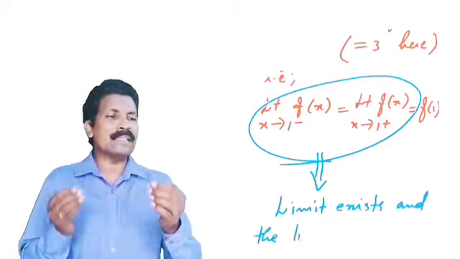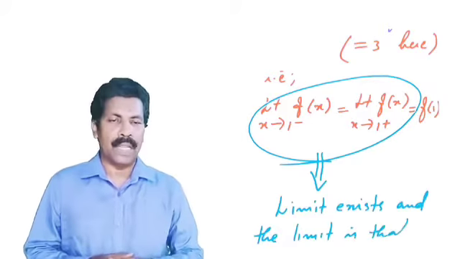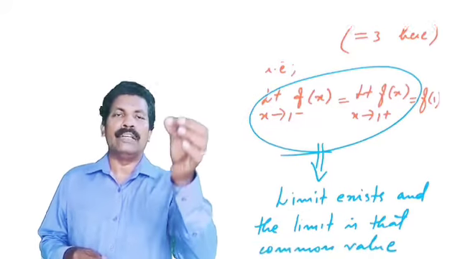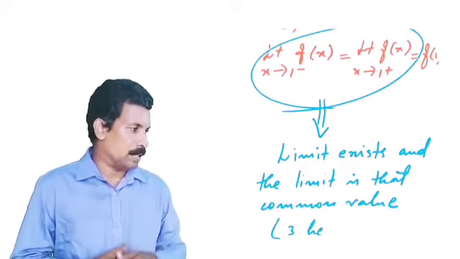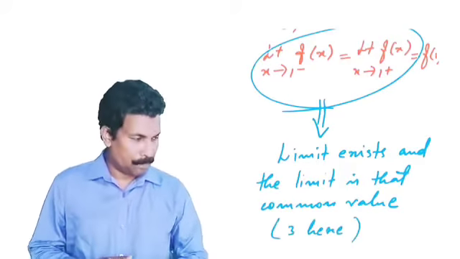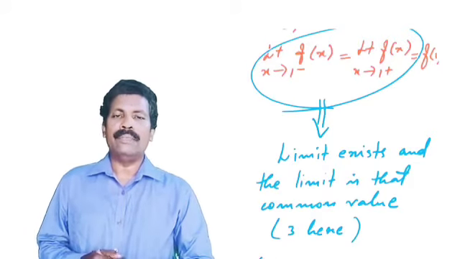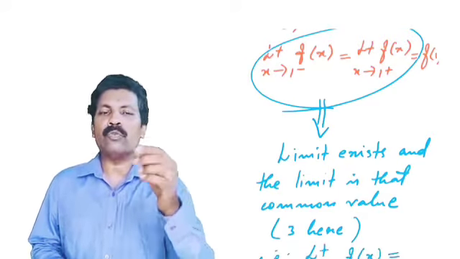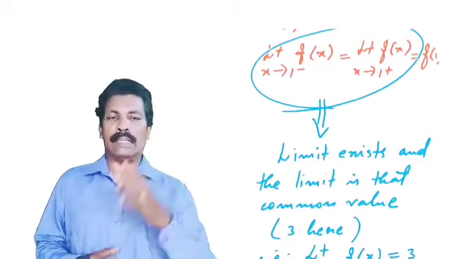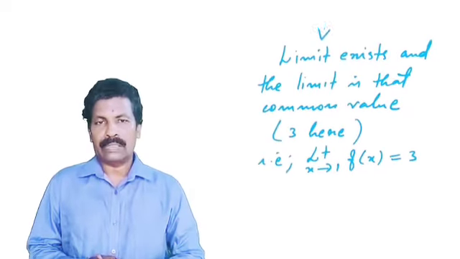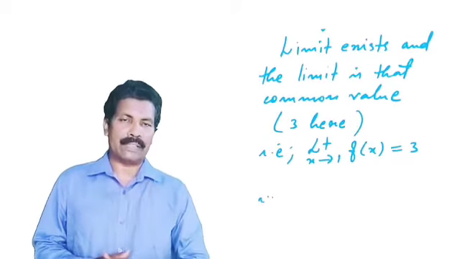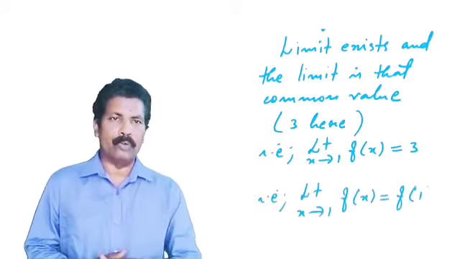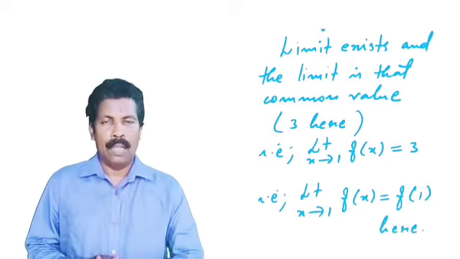Exists means exists as a finite number. And what is that limit? Limit is the common value of that LHL and RHL, and that is 3 here. That is, limit of f(x) as x tends to 1 is equal to 3. That is, limit of f(x) as x tends to 1 is equal to f(1).